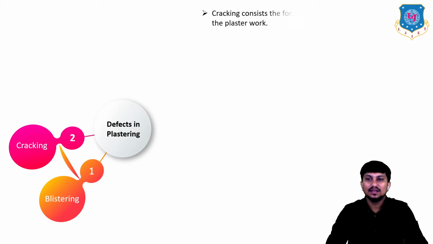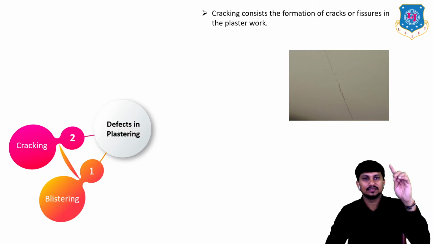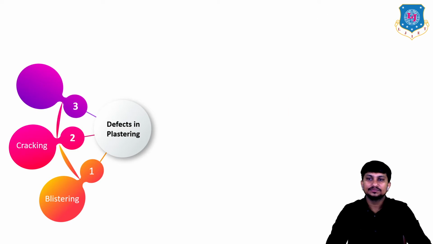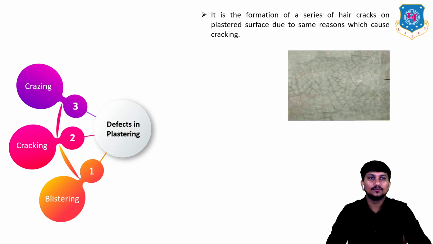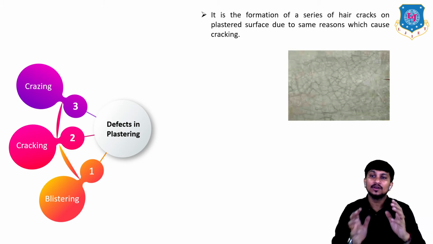Second is cracking. Cracking consists of the formation of cracks or fissures in the plasterwork like this. This is how cracking looks like. Okay, third is crazing. It is the formation of a series of hair cracks, which is one type of small crack on the plaster surface due to some reasons which cause cracking. Okay, this is how crazing looks like. It is the formation of a series of a number of hair cracks.